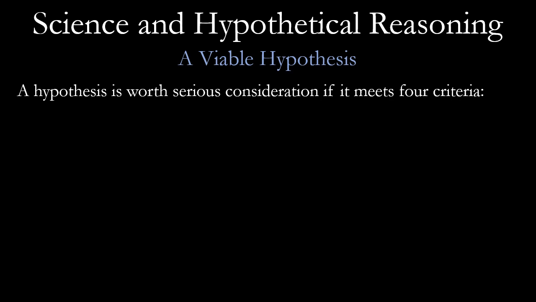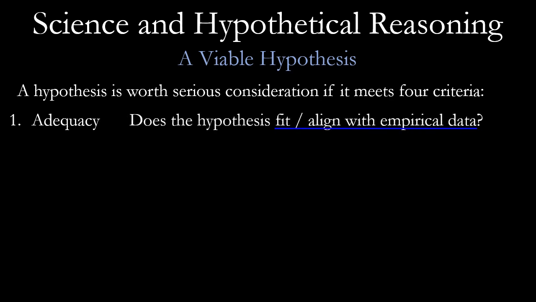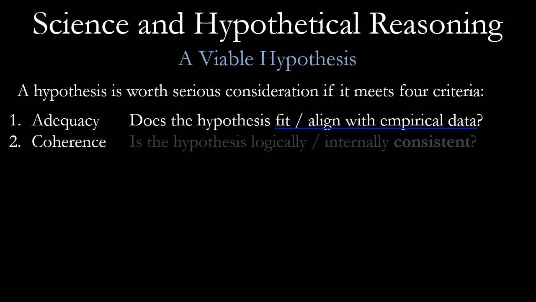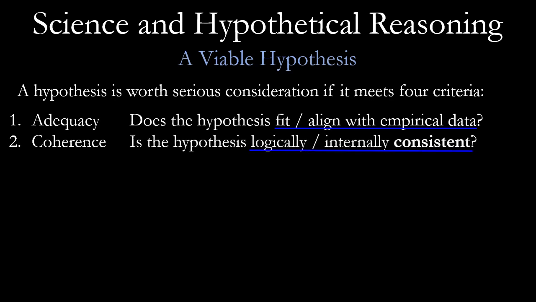All right, and there are really 4 criteria. One of them is adequacy. So we ask, does the hypothesis fit or align with the empirical data that we have? Another question we ask is coherence. Is the hypothesis logically or internally consistent? Or does the hypothesis contradict itself in some ways? We want to check for contradictions in our hypothesis, in our educated guess. Also, something else we want to look for is concordance.